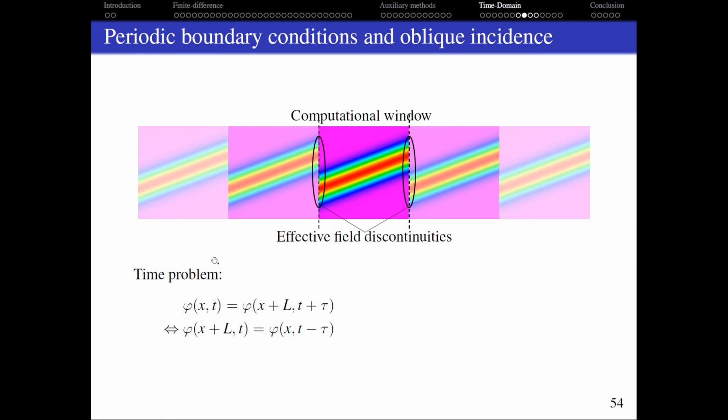We can look at this as a time problem, in that the value of the field on one side is going to match the value of the field on the other side, but at another time. And this is a very, very big problem, because we need a way to match both sides of it.